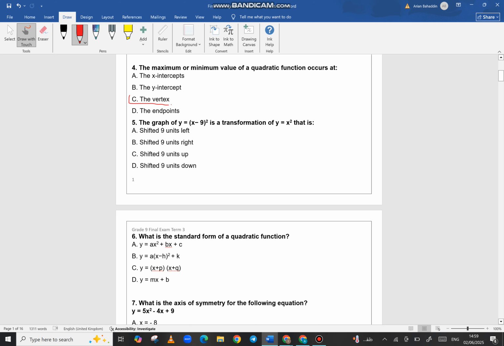Next. The maximum or minimum value of a quadratic function occurs at, of course, the vertex. The vertex. If it were positive, it would look like this. Here would be your vertex at the maximum. And let's mix things up. Let's put the vertex on this side. This would be the minimum, and it will also be the vertex.